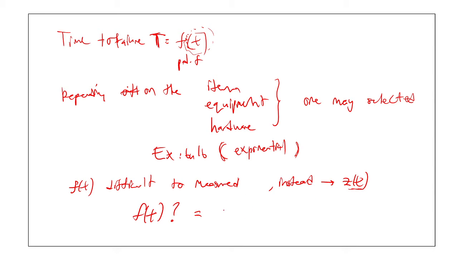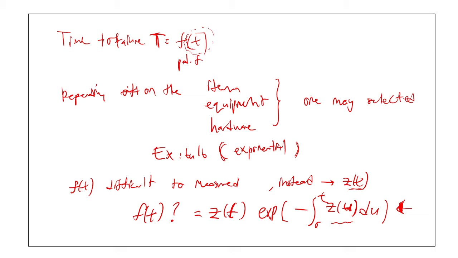As in the previous video, I don't remember which part, we had the density function equal to the failure rate function times exponential of minus the integral from 0 to t of the failure rate function du. So we had this. So from the measurement of the failure rate function, we can deduce our distribution function.